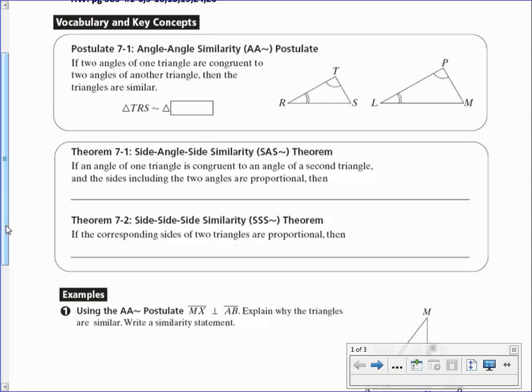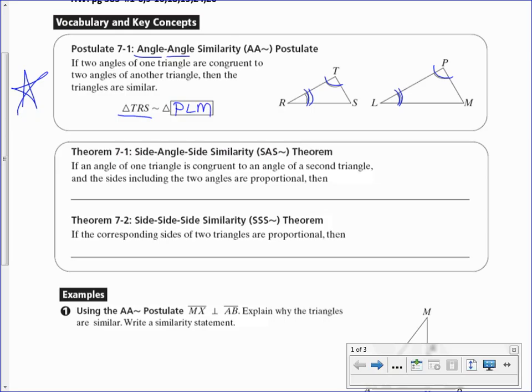Same thing here. So the first shortcut for triangle similarity is angle-angle similarity. Long story short, what this says is if you can find two angles that are congruent in one triangle to two angles in another, they are automatically similar triangles. End of story, walk away. So in this case, R is congruent to L and T is congruent to P. There's two pairs of angles that are congruent. The triangles have to be similar. Therefore, TRS is similar to PLM if I follow the correct order.